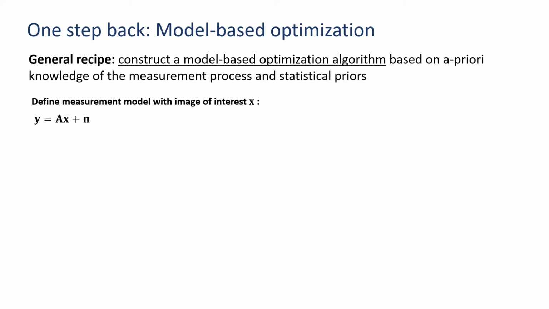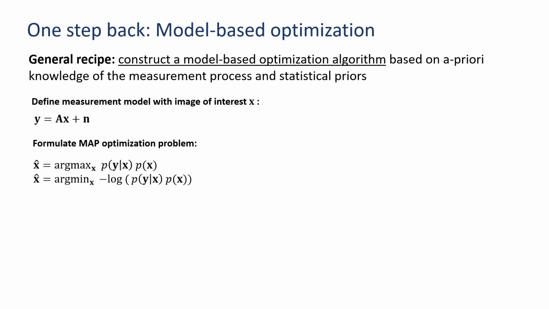And in model-based optimization, the general recipe is to construct an algorithm based on a priori knowledge of the measurement process and statistical priors. So first we define a model with image of interest x, which is y equals Ax plus n. This is a simple model that you all know. And let's try to recover x from measurements y. For that, you can formulate a maximum a posteriori optimization problem, which is maximizing the joint. So it's maximizing p(y|x) times p(x), which is the same as minimizing over x the negative log of that term.